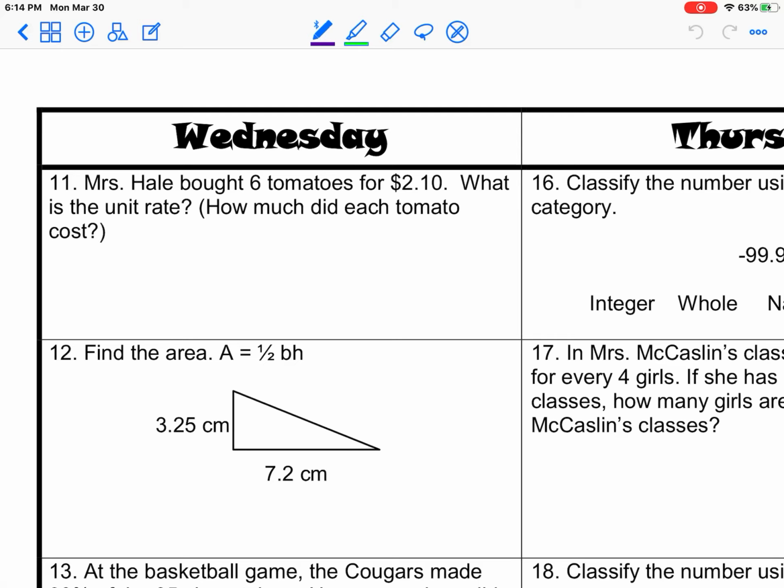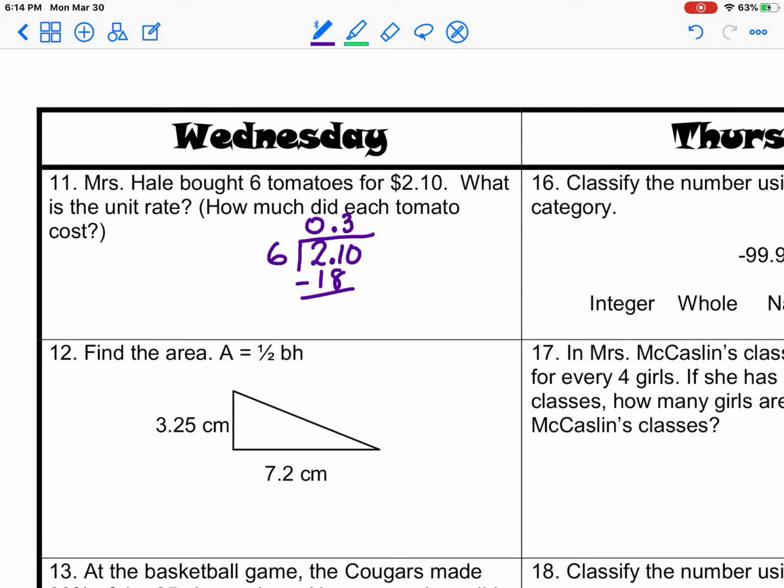If you want to know how much each thing cost, you take the price, $2.10, and you divide it by the number of things you're buying. In this case, 6 tomatoes. Don't forget to put your decimal up on the top because it's money and that matters. 6 doesn't go into 2, so we know these tomatoes are less than $1 a piece. 6 will go into 21 3 times because 3 times 6 is 18.